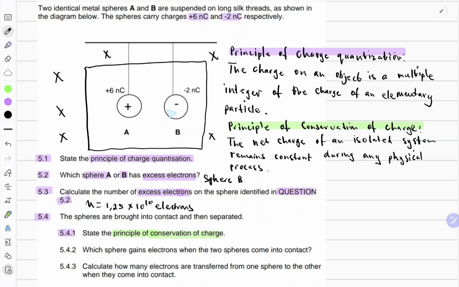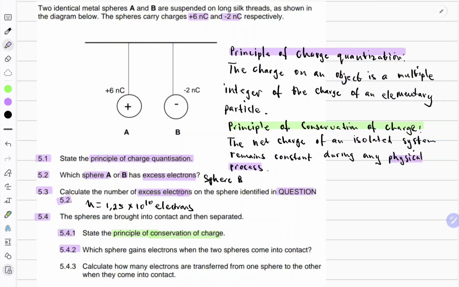Now the net charge within a closed system remains constant. So it means electrons are just transferred within the system and nothing gets gained or lost within the system. So the net charge remains constant. And physical processes means that when these spheres touch each other or when they rub on each other, electrons are being shared or transferred from one to the other, and the net charge will always remain constant. There's no way that the charge will be lost to the system or the system gains more charge, because the system is an isolated system.